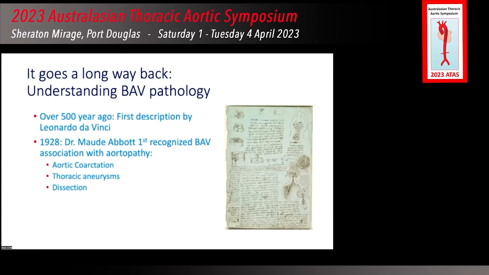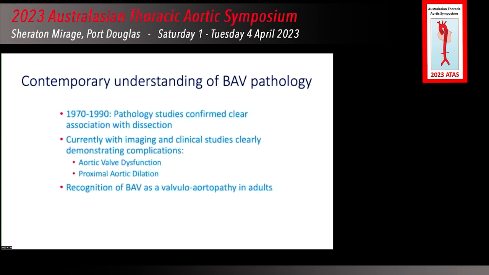Bicuspid valve repair and our understanding of bicuspid valve pathology goes back centuries, where it was first described 500 years ago by Da Vinci. And in the early part of the 20th century, Dr. Abbott first recognized that a BAV anatomy was associated with aortopathy in terms of dissection, coarctation, and thoracic aneurysms.